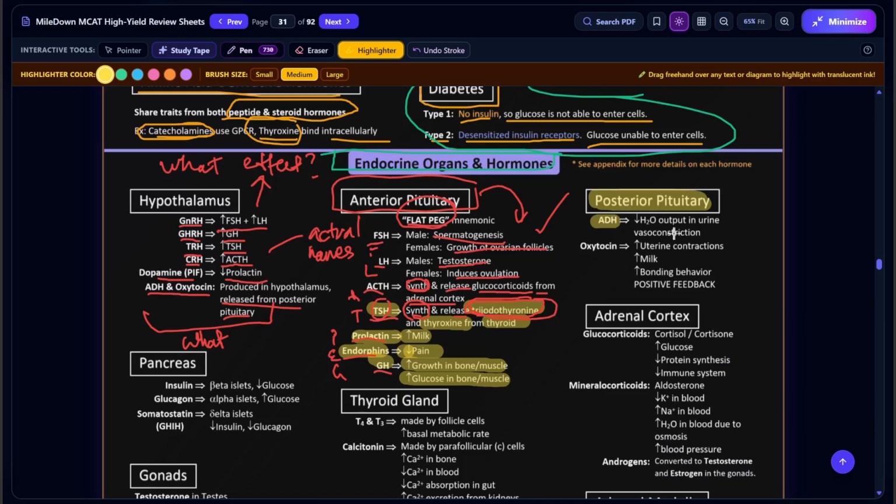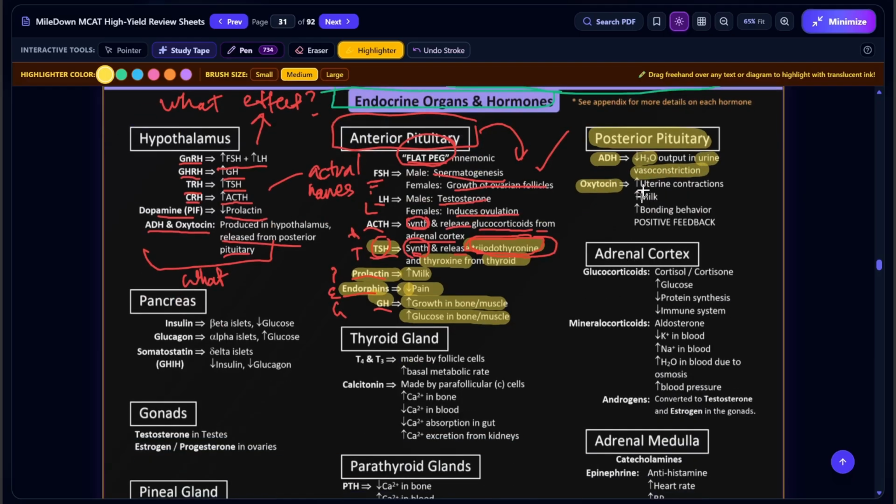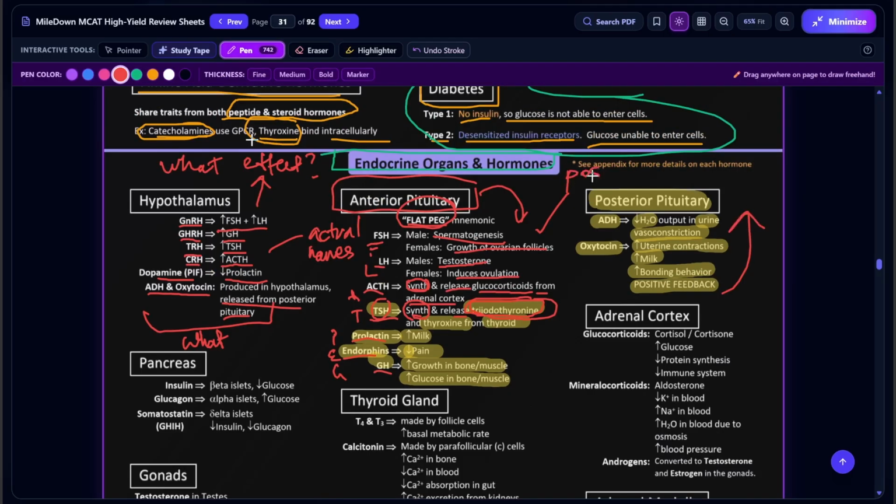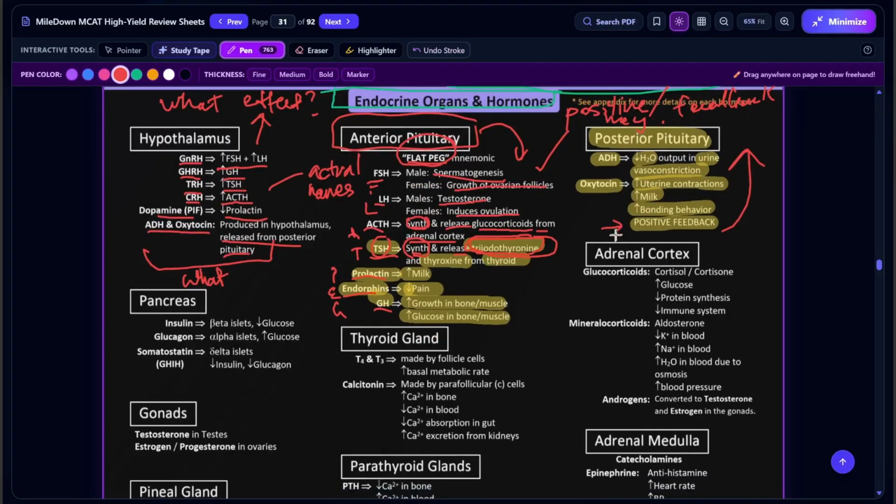So ADH is released by the posterior pituitary, decreases water output in urine and causes vasoconstriction. Oxytocin increases uterine contractions, milk, and bonding behavior. Positive feedback. In hormones, as I mentioned during the reproductive stuff, you can have positive feedback and negative feedback loops, right? But oxytocin is positive feedback. Here you have positive.